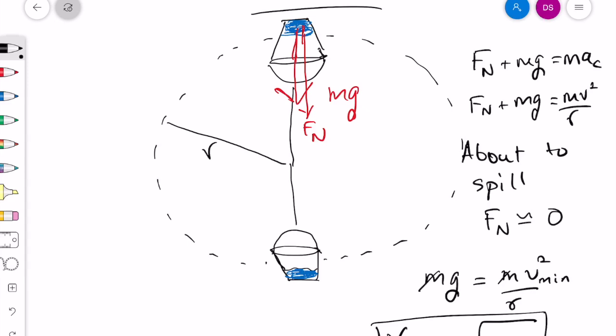And when you apply Newton's second law to an object following a circular path, the net force is equal to mass times a centripetal, and a centripetal, as you know from chapter 3, is v squared divided by r. So you get an equation where the net force in the radial direction is equal to mv squared over r. And that's all there is to it.